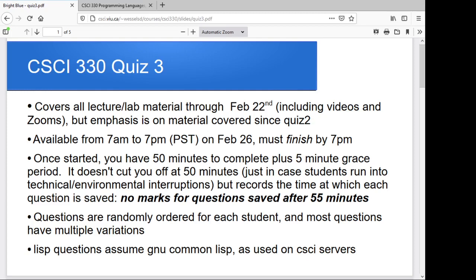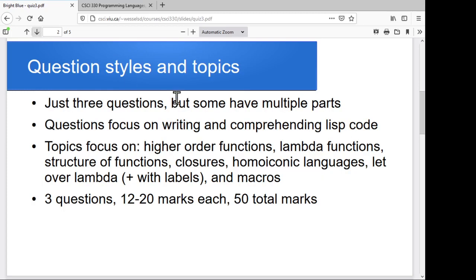All right, again, usual rules. The questions can be randomly ordered for each student, and there might be multiple versions of the various different questions, but they're all pretty nearly equivalent questions. For this one, we're getting into longer, more complex material.